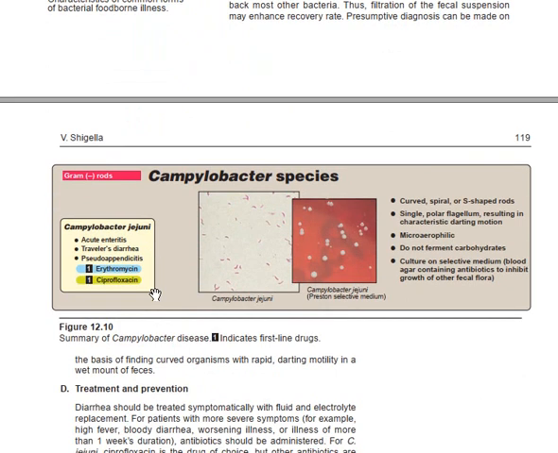Is it clear? So these are the general characteristics of Campylobacter jejuni. They said that Campylobacter jejuni is curved or spiral or S-shaped rods. They have a single polar flagellum, meaning they are motile, resulting in a characteristic darting motion. Is it clear? So they are microaerophilic. They also use oxygen.